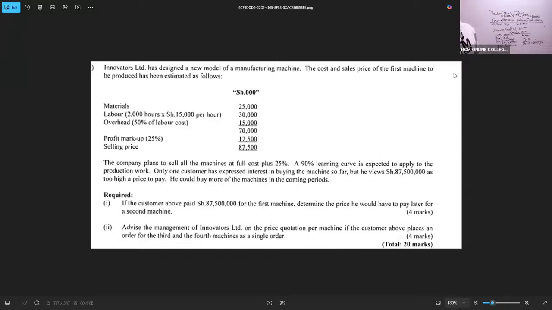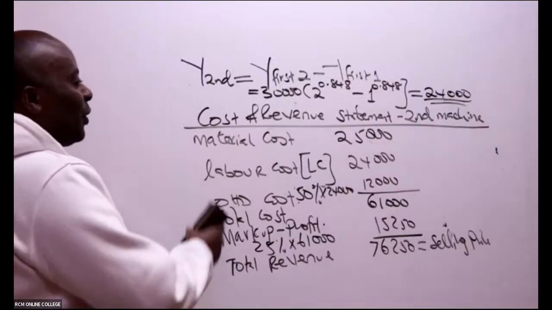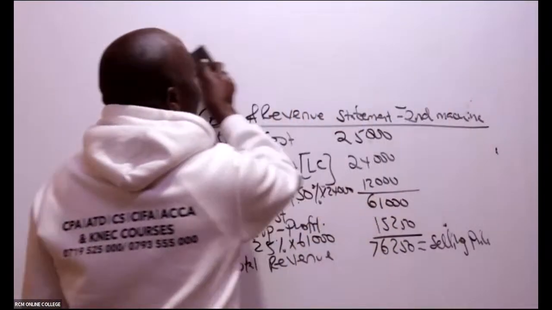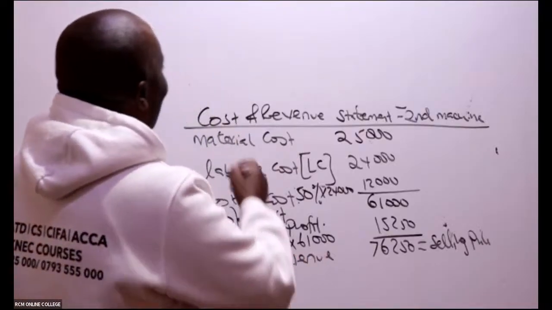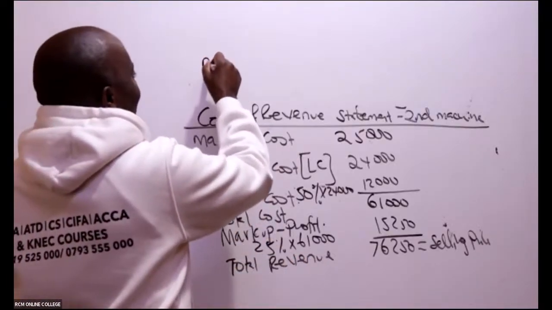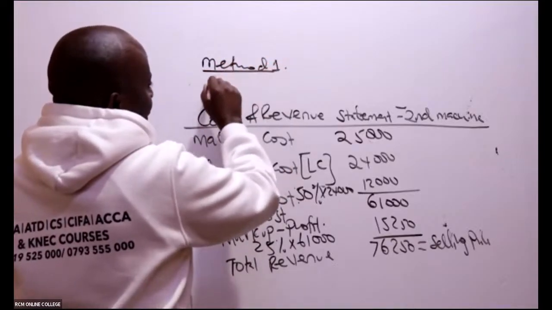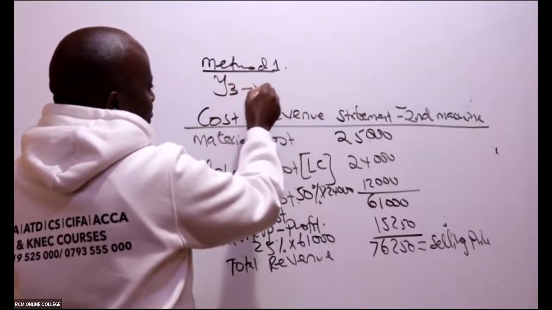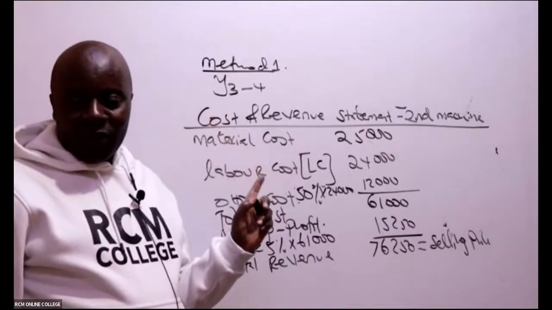Ladies and gentlemen, that was great. So then what I need to know here, you see, they want us to give them Y for the 3rd and the 4th. So there are too many ways of doing this. Method 1, I can lump everything together. So they want me to give them Y 3 to 4.